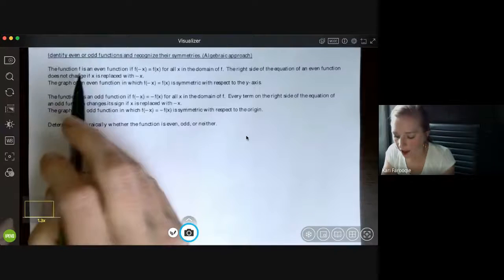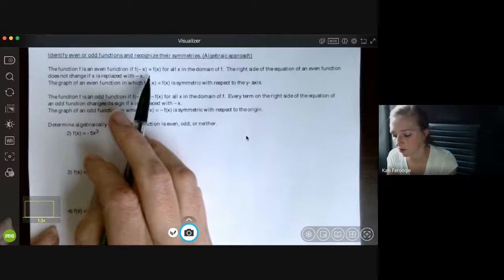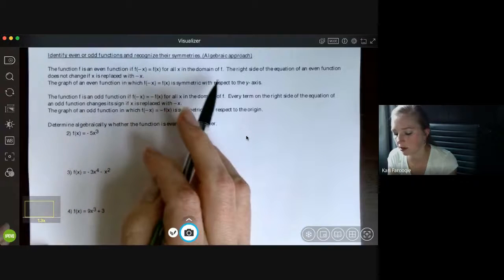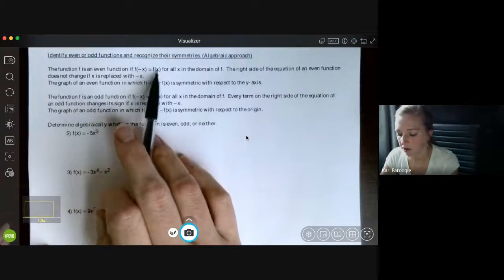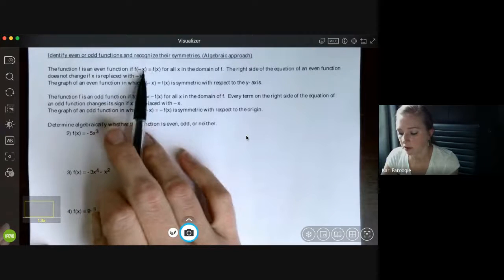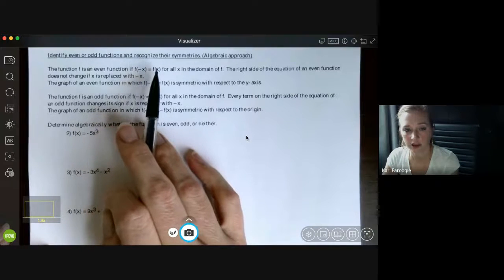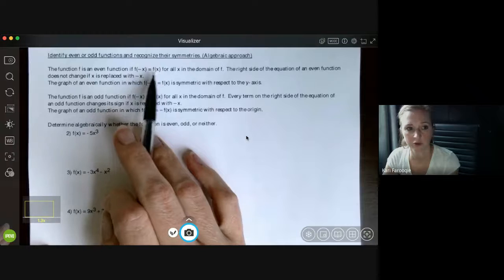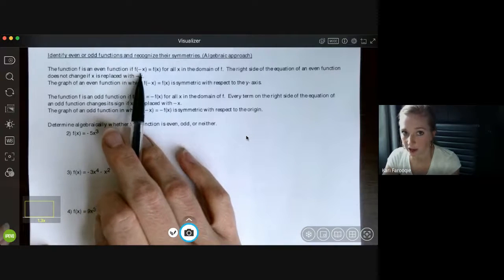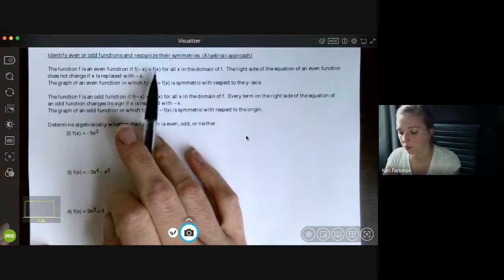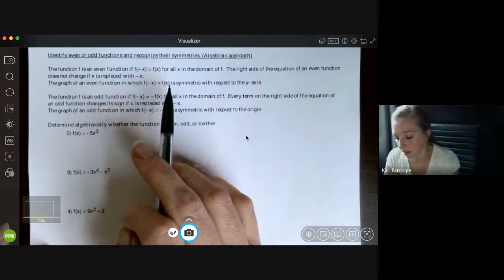A function f is an even function if f of -x equals f of x for all x in the domain of f. That means that the y value is the same whether your x value is the negative of that value or the positive. So let's say x equals 3, x equals -3, the y value would be the same. So the y value at -3 would have to be equal to the y value at 3. So that would tell you that it's an even function.